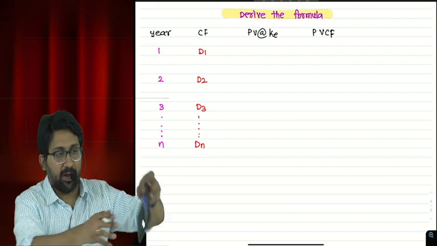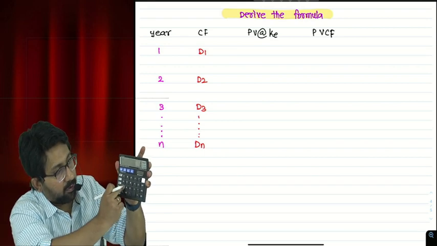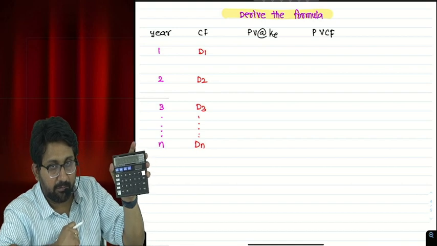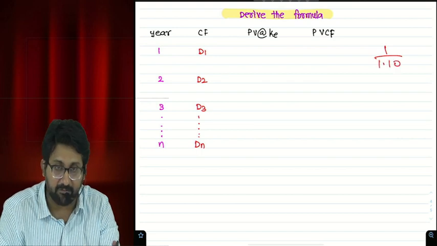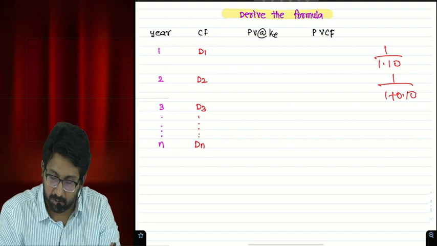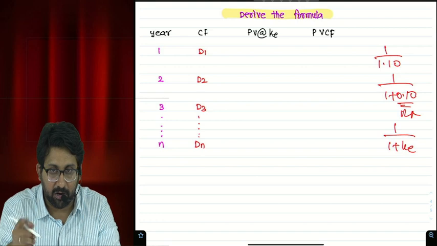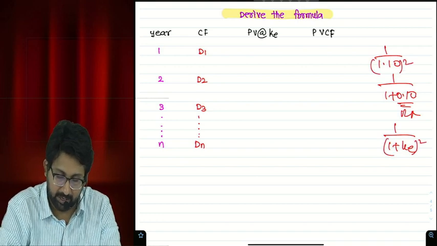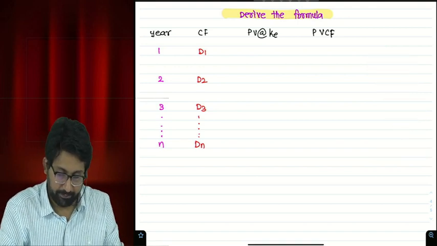Whenever we have to calculate on the calculator, for a 10% rate, what we will do is 1 divided by 1.10. What are we doing? 1 divided by 1 plus 0.10, where 0.10 is the required rate. Therefore I can write 1 divided by 1 plus KE. For 2 years, you will square this.